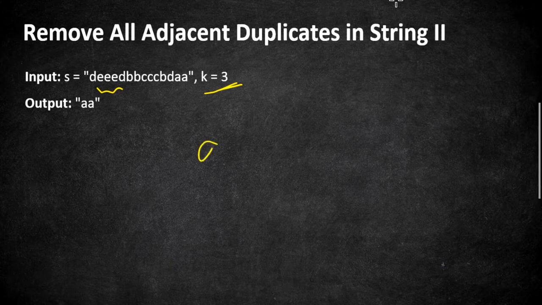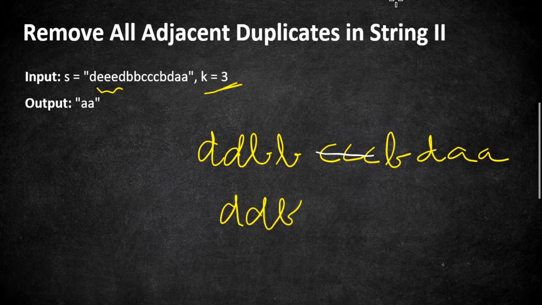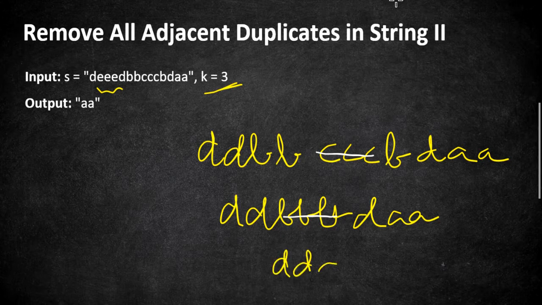Then the string is going to become D, D, B, B, and triple C, and then a B and D and double A. Now if you see any characters repeating thrice adjacently, that points to triple C here. Removing triple C, the string is going to become double D, triple B, and D, A, A. And if you again see any substring which has three repeating characters continuously, it is triple B. After removing triple B, the string is going to become D, D, D and AA.